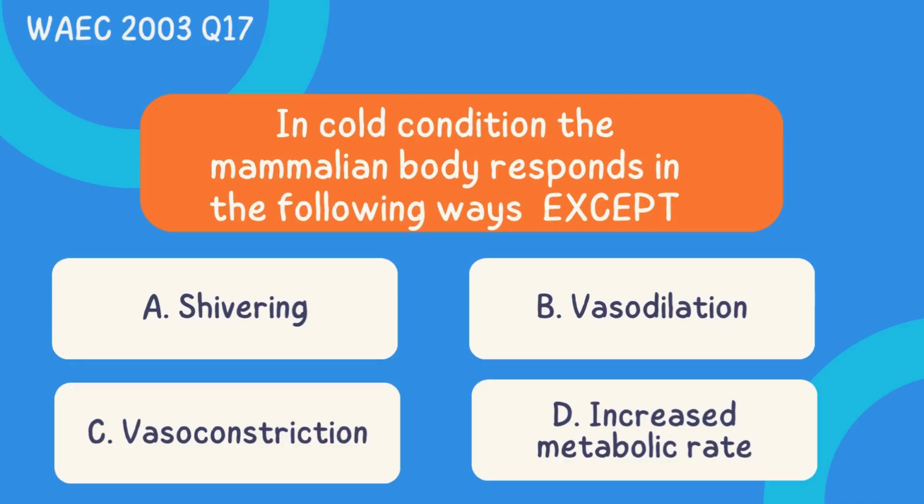The next question is question 17 from 2003, and it says, in cold condition, the mammalian body responds in the following ways except A, shivering. B, vasodilation. C, vasoconstriction. And D, increased metabolic rate. Look at the options and pick your answer.